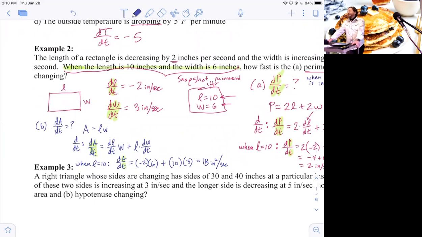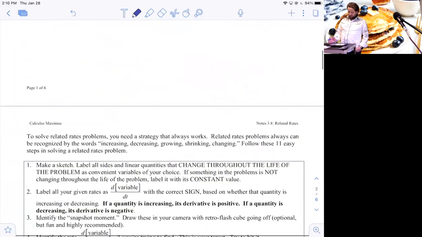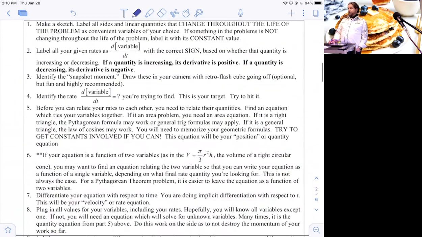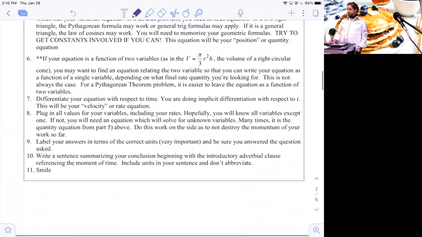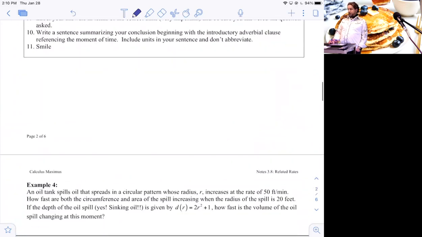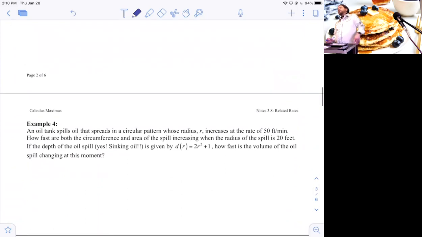Fantastic. All right, questions on that? We'll go through several more, of course. By doing that, you'll get the sequence down, because this is how you're going to be really successful. All right, example 3 is kind of the same, but it's a triangle instead of a rectangle. So I'm just going to skip that and go to a more interesting version. You can read all that if you want. Just remember at the end you smile if you're not already smiling all the way through.